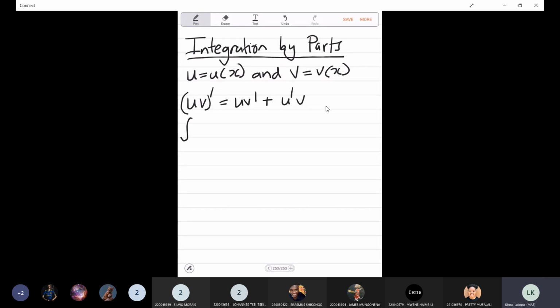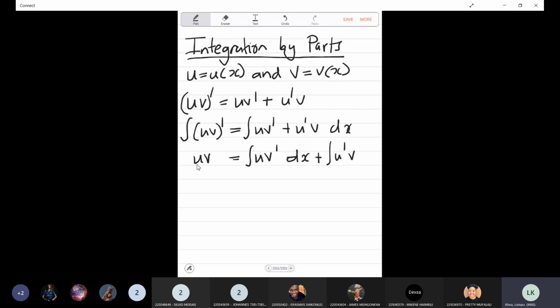Okay, now with integration by parts, what we do is we integrate everything with respect to x. So I integrate my left-hand side, and I have uv is equal to the integral of uv prime plus u prime v dx. And here I'm just left with uv because I'm differentiating and then integrating, so those two cancel each other out. So I'm only left with uv. And this is the integral of uv prime dx plus the integral of u prime v dx.